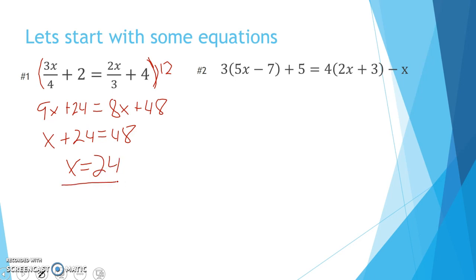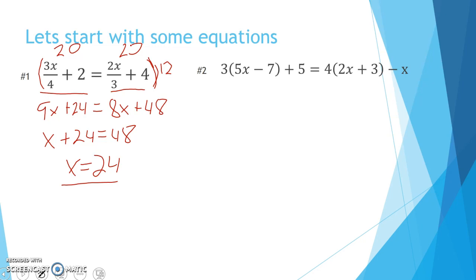We could check that. If we plug 24 in for x on this side of the equation, we're going to get that this whole thing is equal to 20. And if I plug in 24 for this x, this side is also equal to 20. And 20 does equal 20, which means we have a correct answer. Let's go ahead and try number 2.